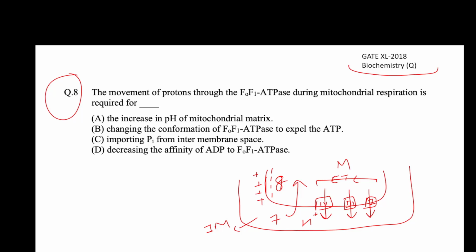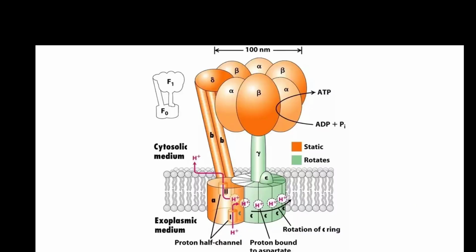So the protons go back to the inner matrix via this F0 F1 ATP synthase. The use of proton motive force for ATP synthesis is catalyzed by this ATP synthase. It is a multi-protein ATP synthase, or we can also call it the F0 F1 complex, which catalyzes ATP synthesis as the protons flow back through the inner membrane down the electrochemical proton gradient.